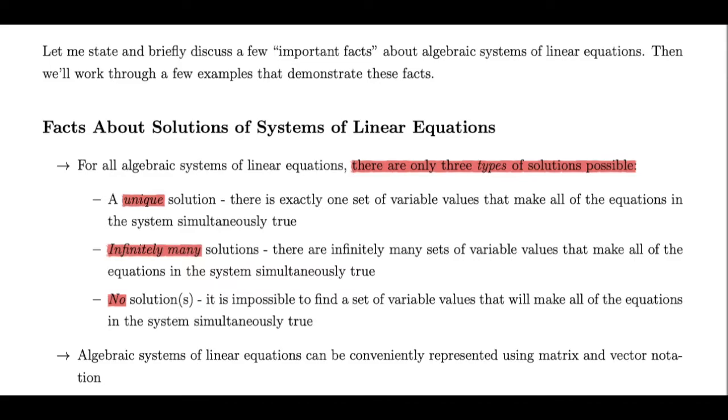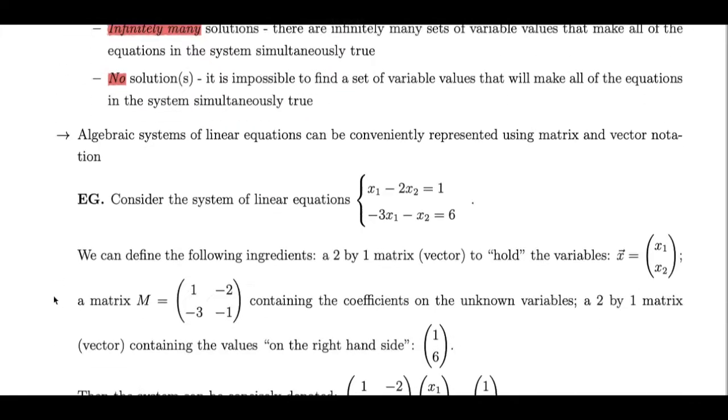So for example, if you have a system of linear equations, it's impossible for that system to have exactly 2 solutions. Either you're going to have exactly 1 solution, or you're going to have infinitely many solutions. It would be impossible to have exactly 2 distinct, 2 and only 2 solutions to the system. So the fact that these are all 3 of the possibilities is very, very important.